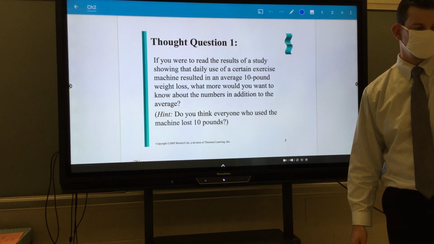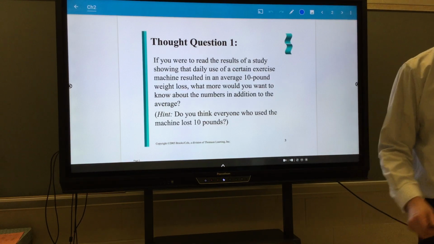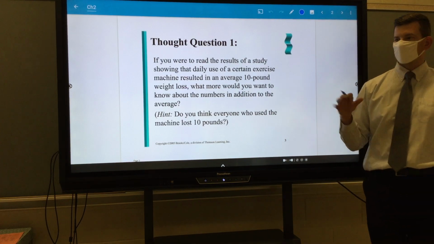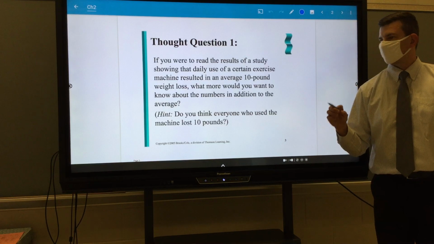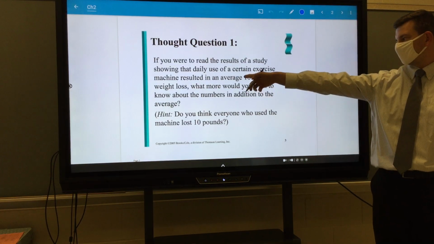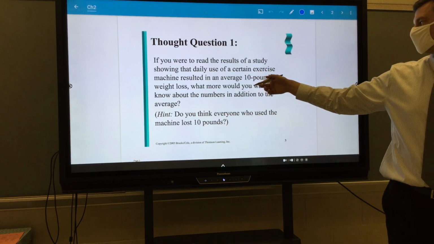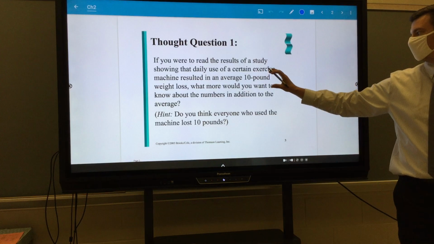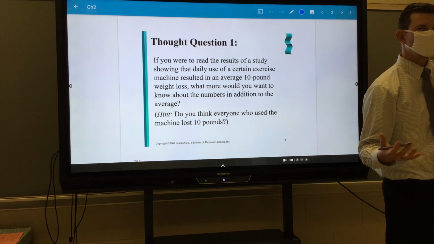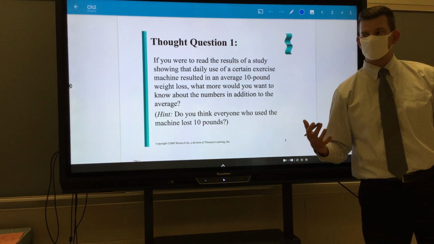Well, we talked a little bit last week about the people in the sample. Okay? And we talked about the sample size. Okay? So let's start with that. With sample size, you're talking about this group averaged a 10-pound weight loss. Well, the degree to which you believe in these results might differ.